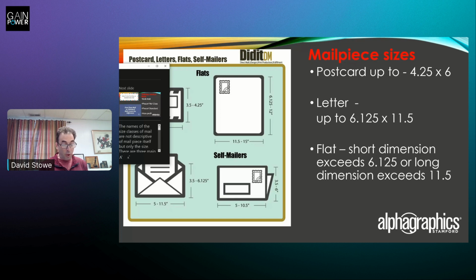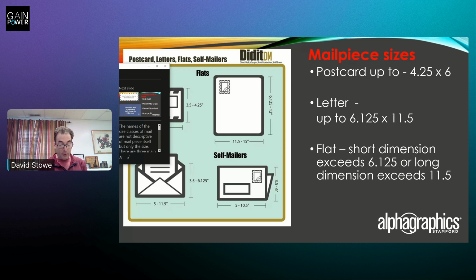So the smaller the piece, the cheaper it will cost to print. That said, until you start to get into some really significantly large quantities, the differences in the print costs are not usually significant. But also size determines postage rate. Each size classification carries with it a different postage rate. And depending on the piece, there can be significant postage differences if you were comparing postage costs for a letter versus a flat. Postage generally also is the largest cost component in any direct mailing.